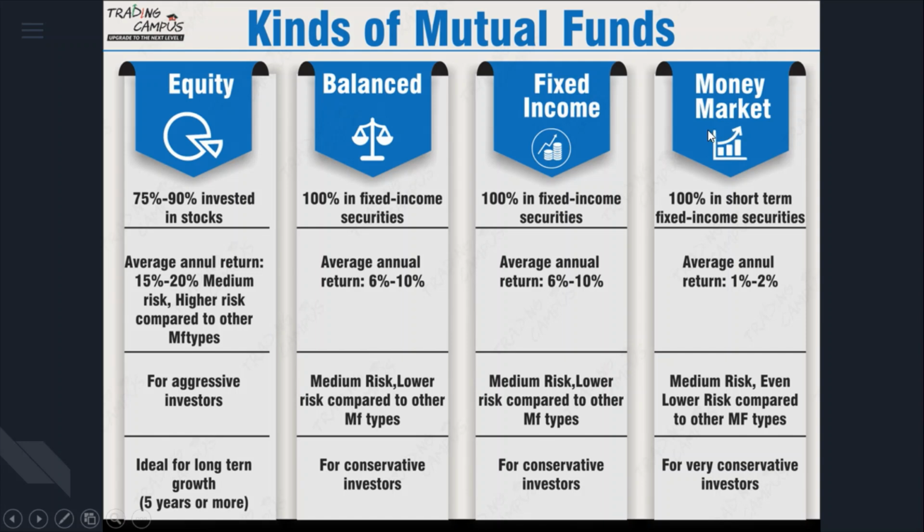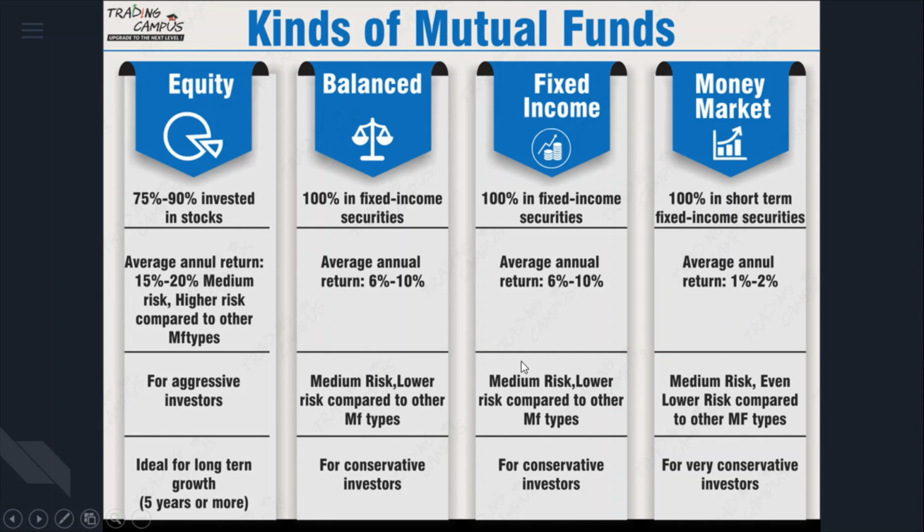Okay? Now that you understand these definitions of what equity, what fixed income, and money market is, you would understand kung bakit nakakategorize tong mga mutual funds in this way. So when we say equity fund, 75 to 90% invested in stocks. Ibig sabihin yung portfolio na ito ay it consists of majority of equity. When we say balance funds, it's 100% in fixed income securities.